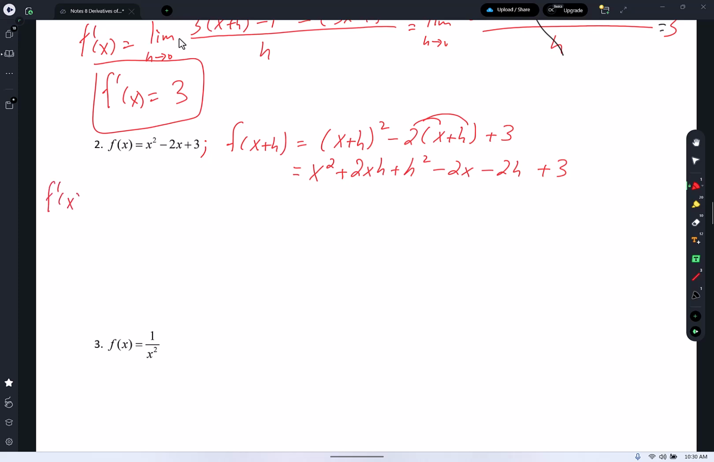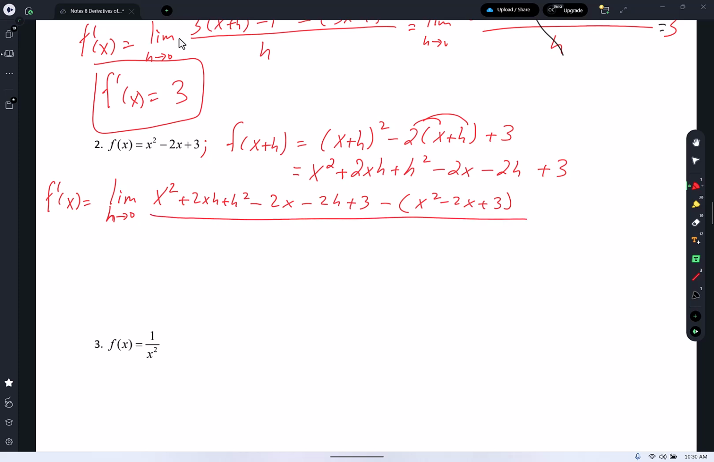F prime of x equals limit as h approaches 0, that's an h, of this expression, x squared plus 2xh plus h squared minus 2x minus 2h plus 3. I know, sorry guys, it's a mouthful. Minus parenthesis, I put f of x, x squared minus 2x plus 3. If you want to distribute the negative, go for it. Maybe do it in one step here.